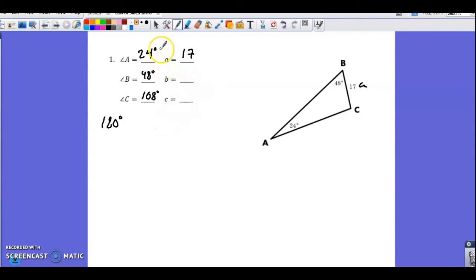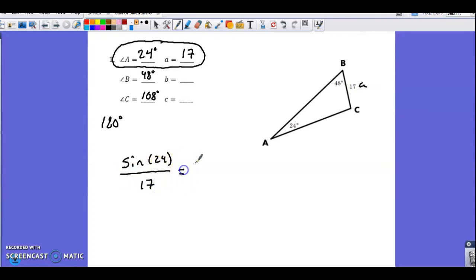The law of sines says you have to have a pair, either both A's, both B's, or both C's to start with. Like I said, you have a pair across from each other. I don't care if it's A, B, or C. You will write that starting out. Always start with that known pair. So sine of 24 over 17. And then that's going to equal, it doesn't matter which one you solve for, you can only solve for one at a time. So if we do B, it would be the sine of 48 over B.